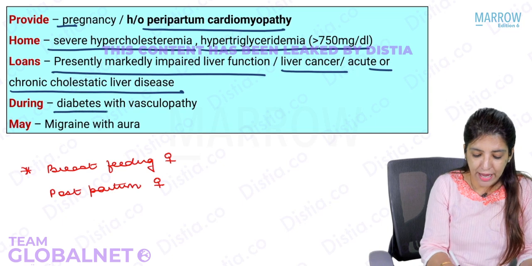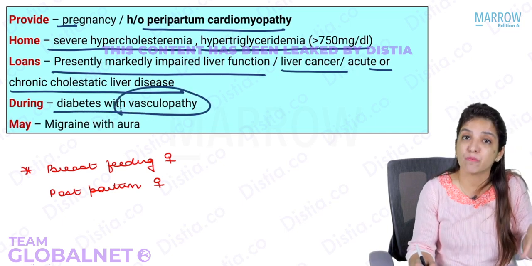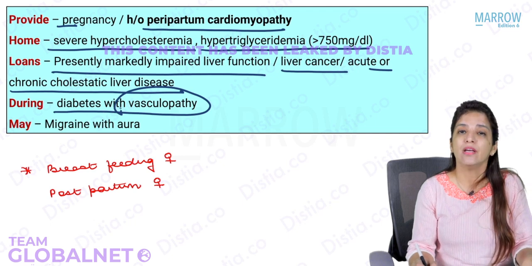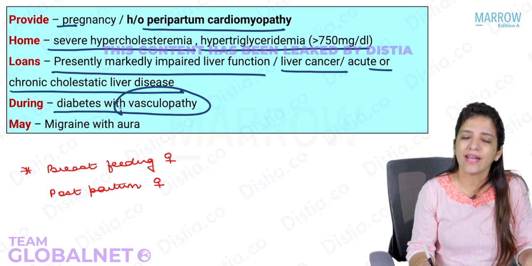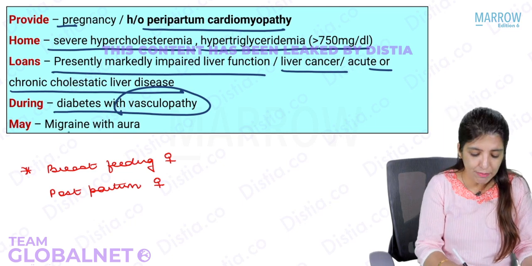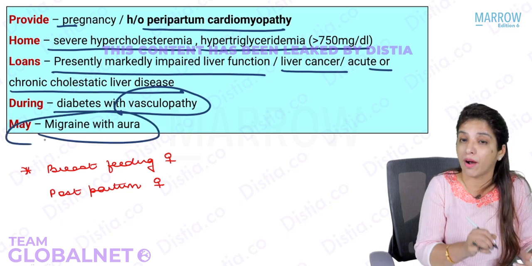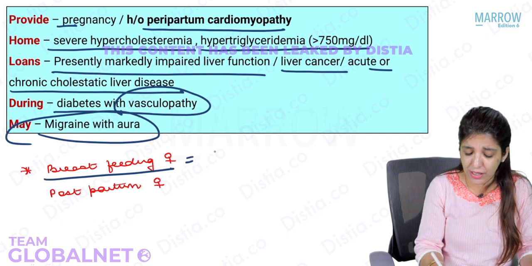Right? Then diabetes with vasculopathy, not any type of diabetes. Diabetes specifically with vasculopathy. So if they say diabetes is an absolute contraindication, no. Only diabetes with vasculopathy is an absolute contraindication. Similarly, migraine with aura is an absolute contraindication. Then in breastfeeding females, yes, it's an absolute contraindication.